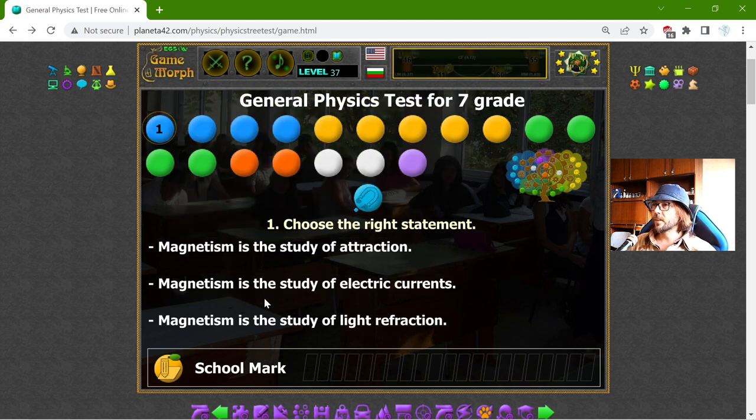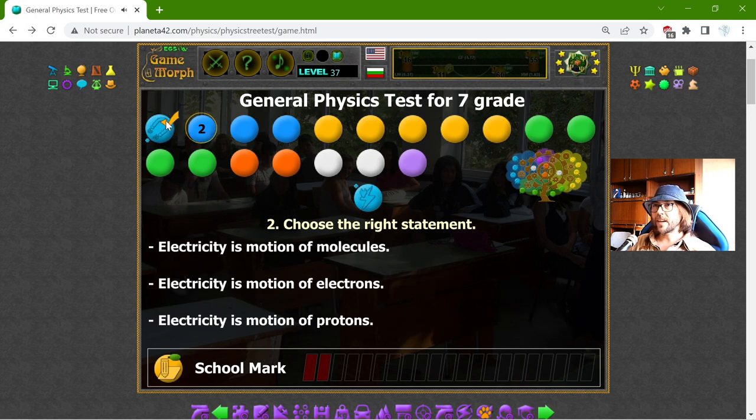I have to choose one of the three answers on the question which is right here. Okay, choose the right statement. This is about magnetism. Magnetism is the study of attraction. Magnetism is the study of electric currents, or magnetism is the study of light refraction. Well, this is too simple, this is not it, maybe it is the second answer. Alright, and I can see if the answer is correct.